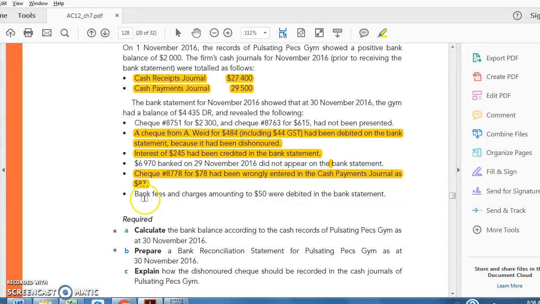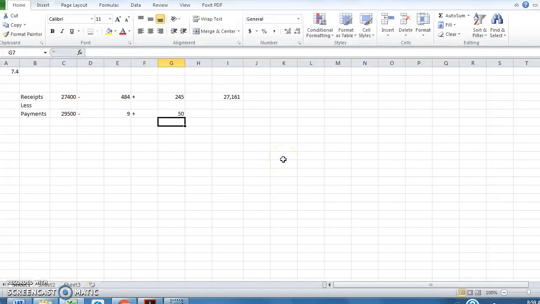So let's see, bank fees and charges amounting to $50 were debited in the bank statement. So as always, when we look at the bank statement, that's how the bank provides us their perspective. So debited means our bank balance is actually decreasing. So minus $50. So maybe I'll just put in what these actually mean.